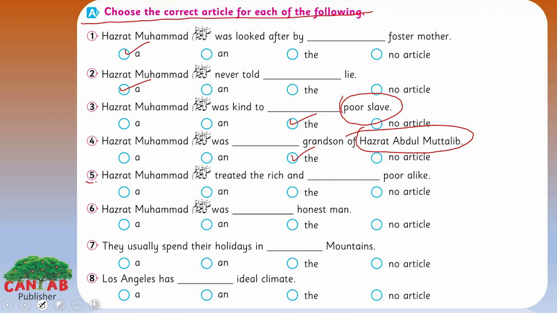Look at the fifth one. Hazrat Muhammad sallallahu alaihi wasallam treated the rich and poor alike. Here we have no article, option 2. Here you can see the definite article is already used, so no need to add another definite article here. So we will choose the no article option here.